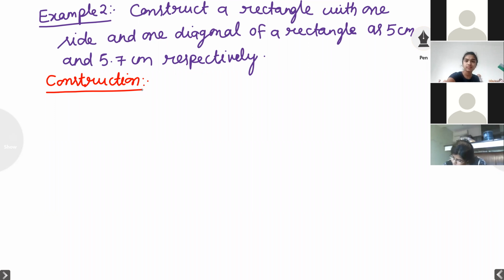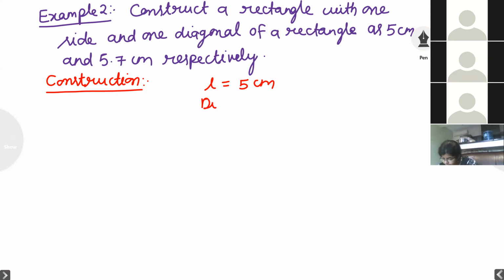Everyone, I'm assuming length is equal to 5 centimeter and diagonal, here breadth is not there, diagonal is equal to 5.7 centimeter.